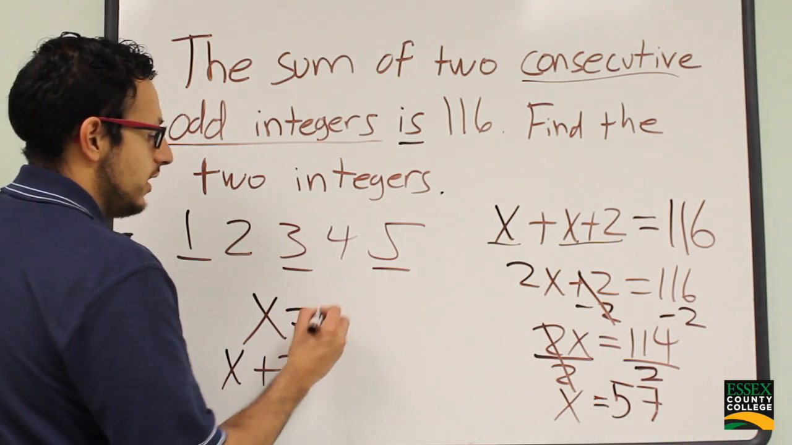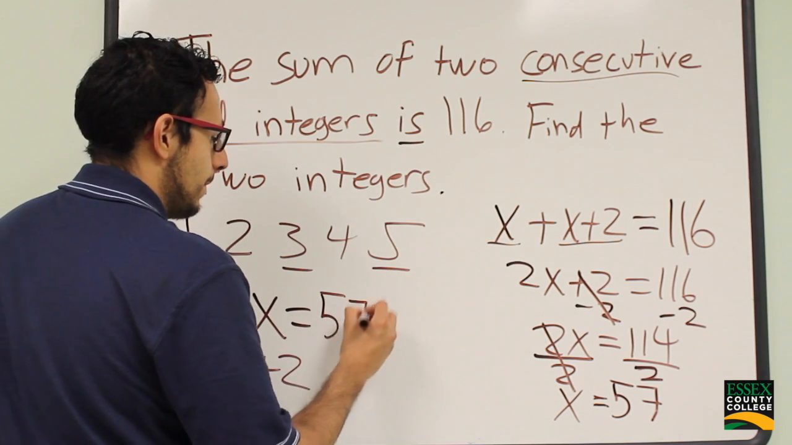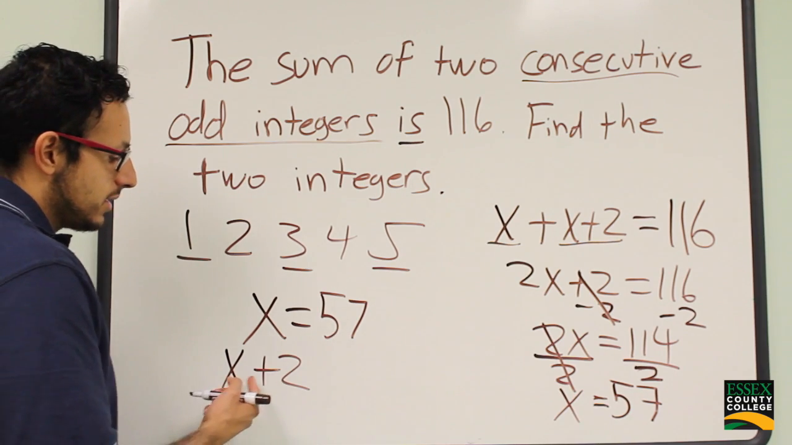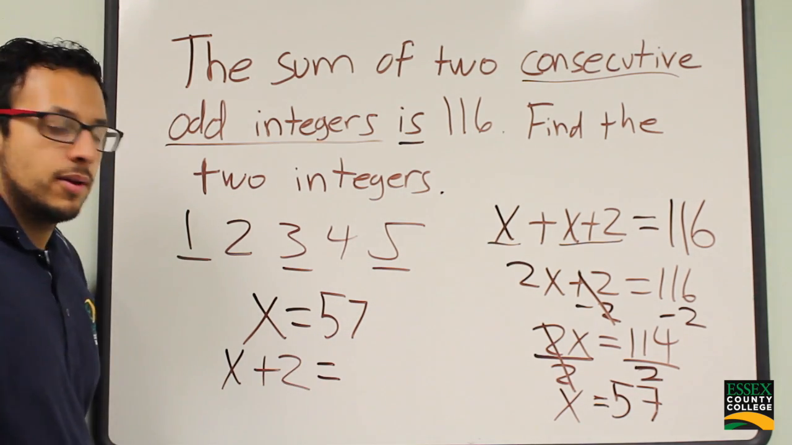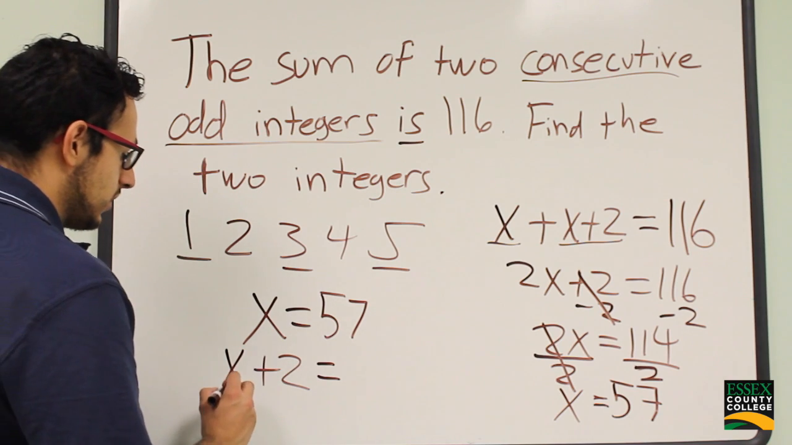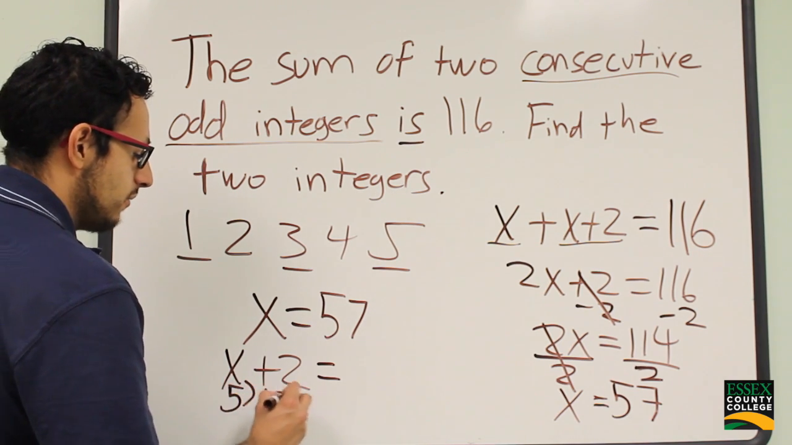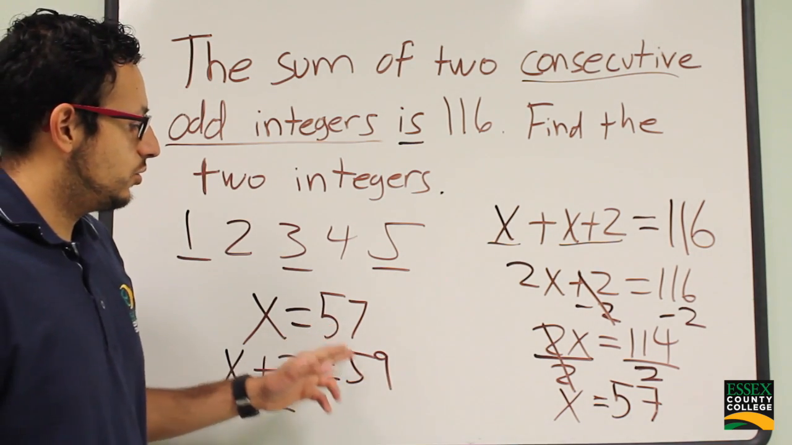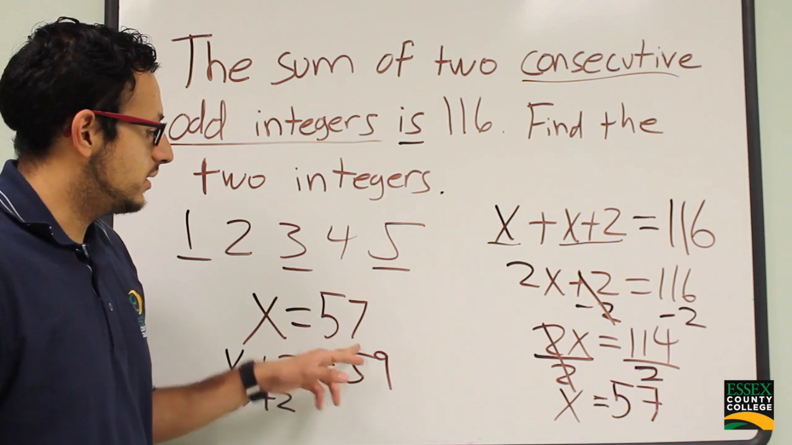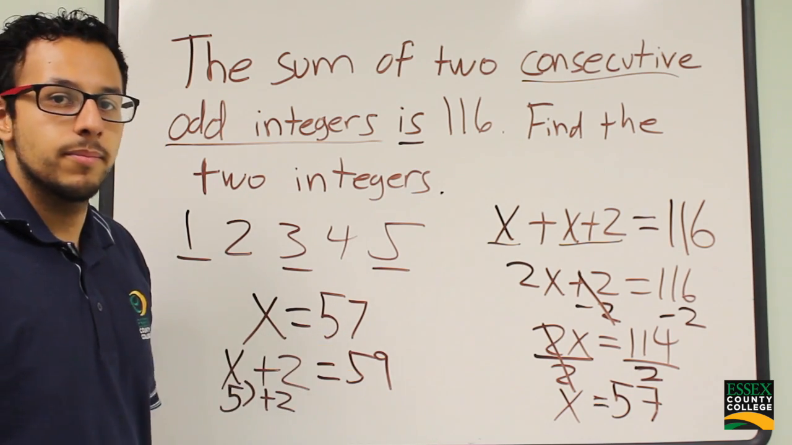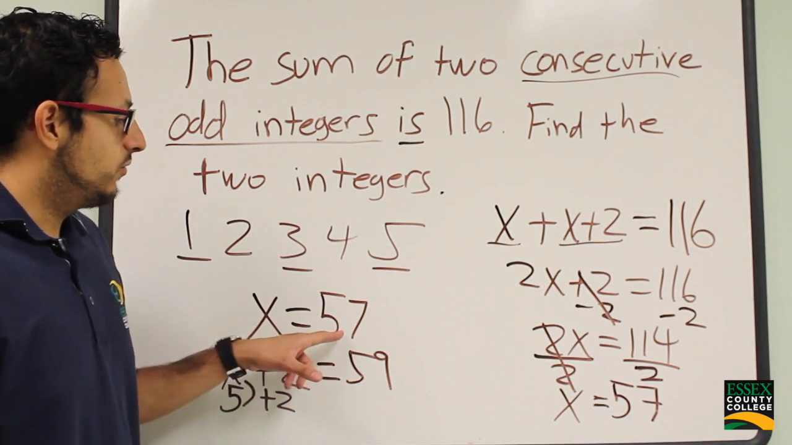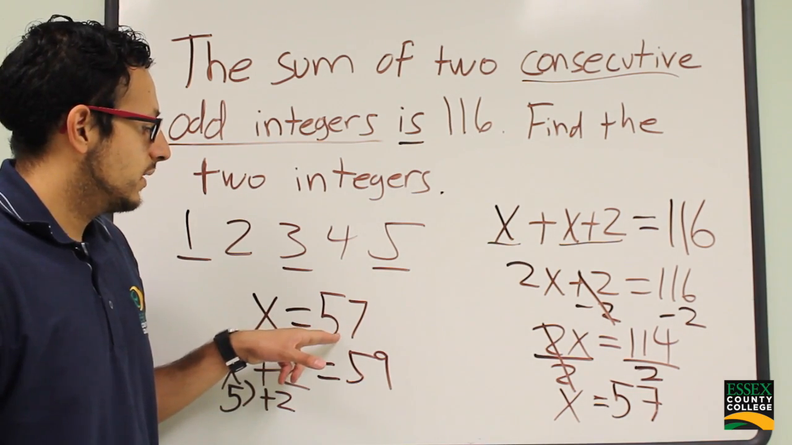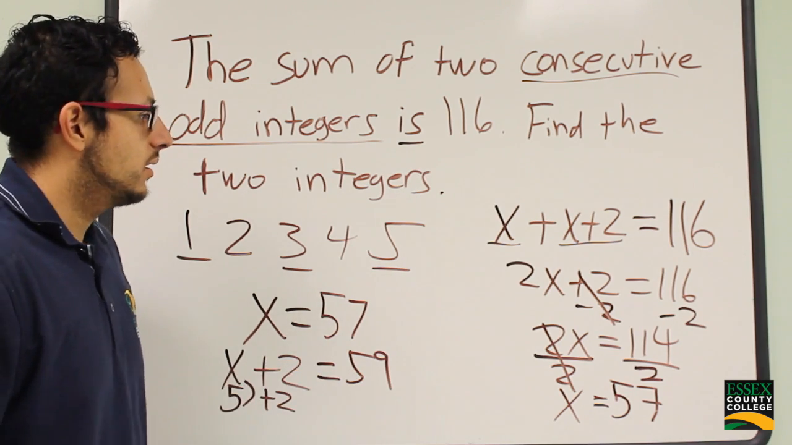Here we solved for one of the integers. x is equal to 57. So that means x plus 2 is the other integer, and we already solved for x, which is 57. So 57 plus 2 is equal to 59. And we know these two are odd integers because they end in odd numbers. And 57 and 59 are consecutive because after 57, the next odd integer is 59.